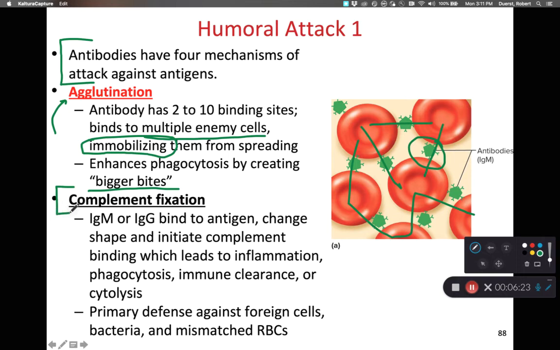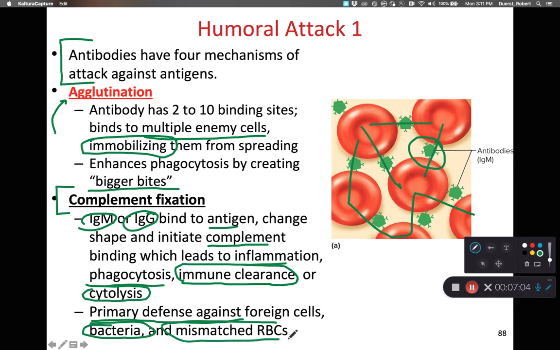Our antibodies also are going to aid with complement fixation. Immunoglobulin M and immunoglobulin G are going to bind to the antigens, change shape, and initiate the complement cascade, which is going to help us with having the membrane attack complexes form. They also can initiate inflammation, stimulate phagocytosis, tag molecules to be removed from circulation when they get to the spleen, so immune clearance, and also enhance cytolysis, which is part of the complement cascade. As we look at these antibodies, they are a primary defense mechanism against foreign bacterial cells or mismatched red blood cells.